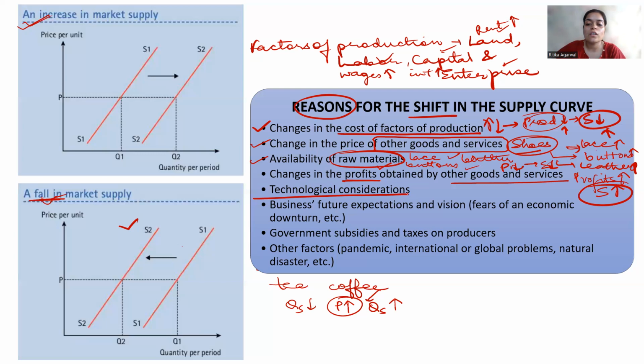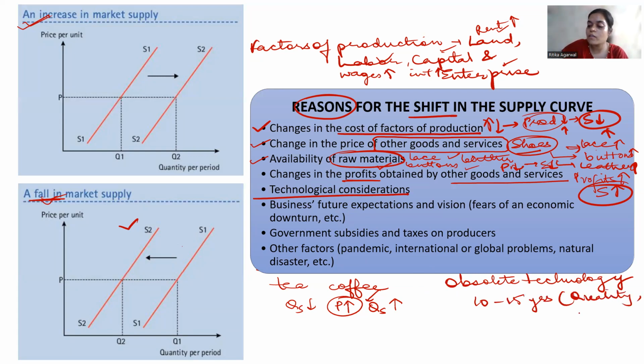Next is technological considerations. Suppose we have a very obsolete technology present in our company, and we are using this particular technology from the past 10 to 15 years. This will lead to problems in quality. This will lead to hampered production, in number maybe, in quantity maybe, and this will also lead to no customer attraction. Attraction will be zero.